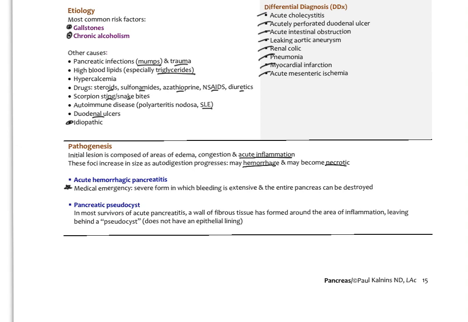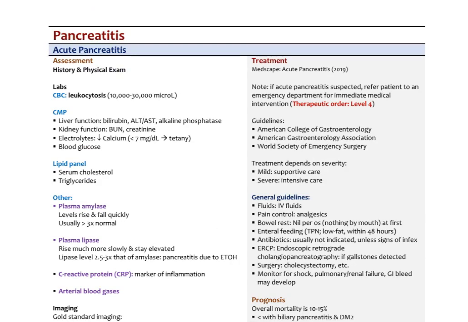vascular collapse. Pancreatic pseudocysts, so patients after they've gone through an episode of acute pancreatitis, a wall of fibrous tissue forms around that area of inflammation, leaving behind what's called a pseudocyst. It doesn't have an epithelial lining, it's lined in collagen, and that typically, it can cause problems, but often that kind of indicates that the initial insult has been contained, and that's more the after effects. So that's a little bit on the pathogenesis of acute pancreatitis.